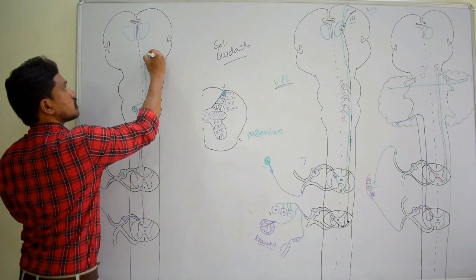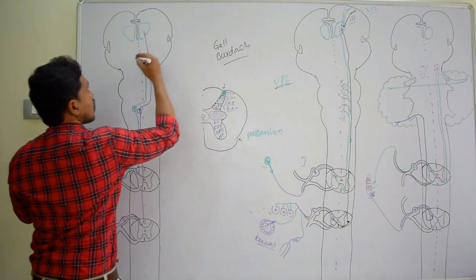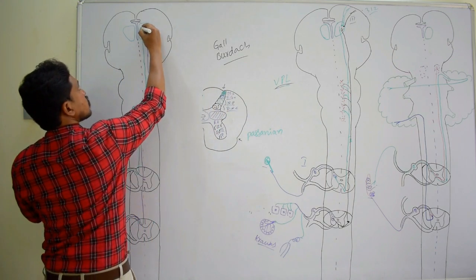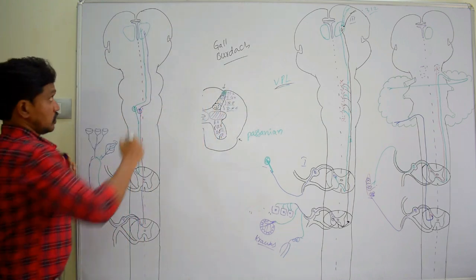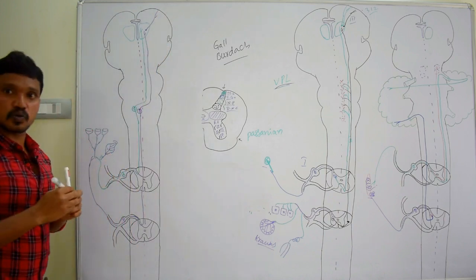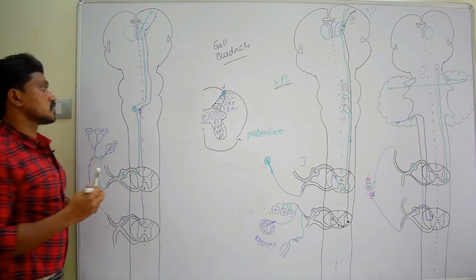Now they ascend up and they reach the same nucleus of the thalamus. What is that nucleus? Ventral posterolateral nucleus. From here, third order neurons will start. Third order neurons from here reach areas 3, 1, 2, the somatic sensory area.